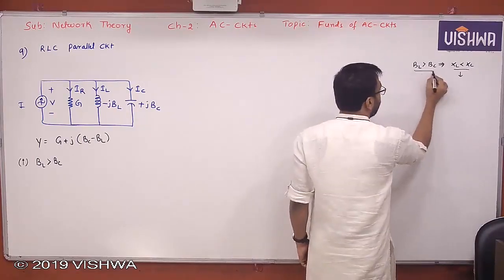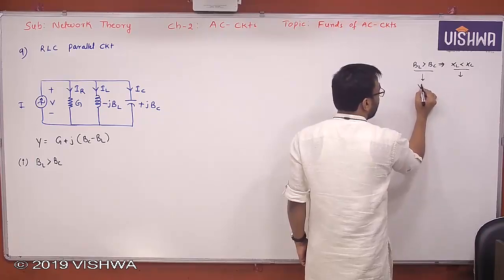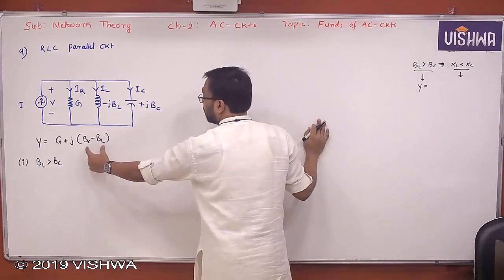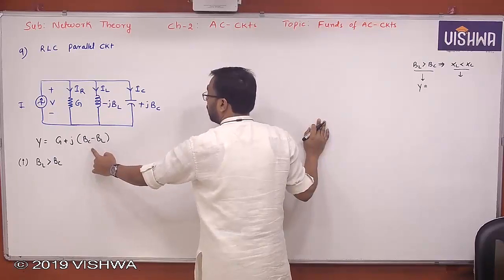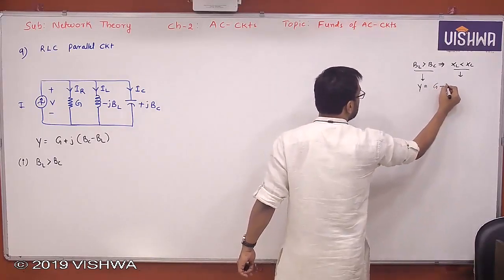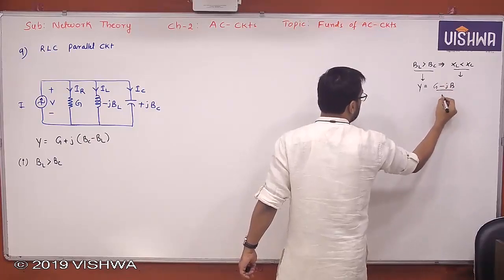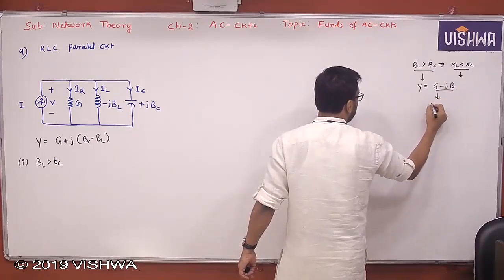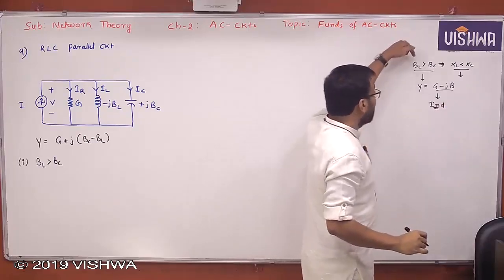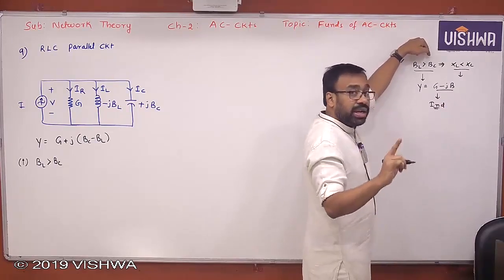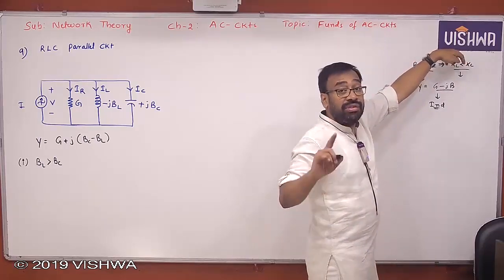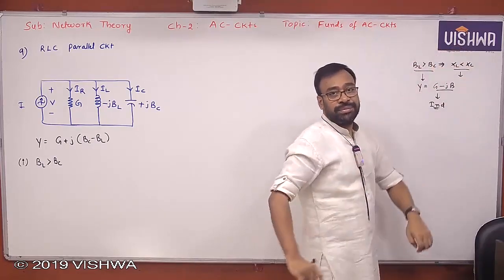For a parallel circuit, when BL is greater than BC, look at this, Y will become, this part will become negative or positive? Definitely negative, right? So therefore, it becomes G minus JB form. Is it for inductive or capacitive? It is for inductive. Therefore, BL greater than BC is still inductive for a parallel circuit, but XL greater than XC is inductive for a series circuit. You understand all of it?